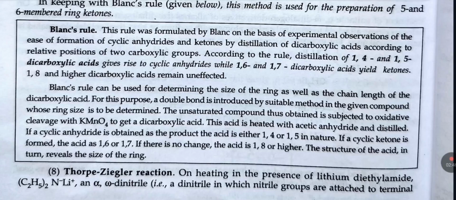For this purpose, a double bond is introduced by a suitable method in the given compound whose ring size is to be determined. The unsaturated compound thus obtained is subjected to oxidative cleavage. If there is no change, the acid is 1,8 or higher. The structure of the acid in turn reveals the size of the ring.